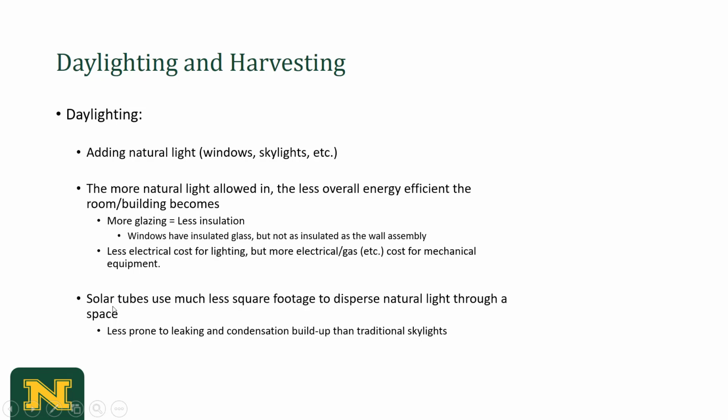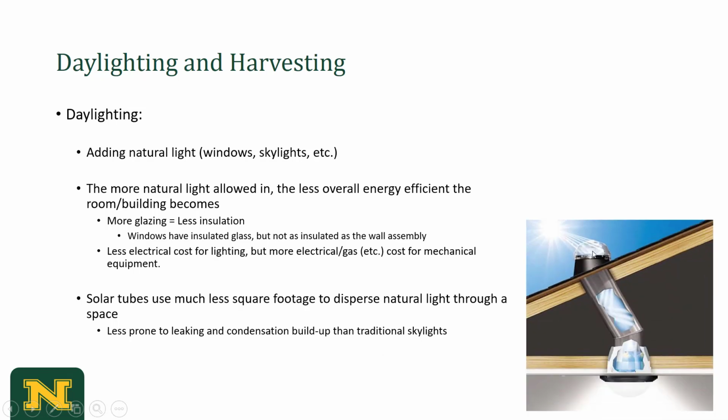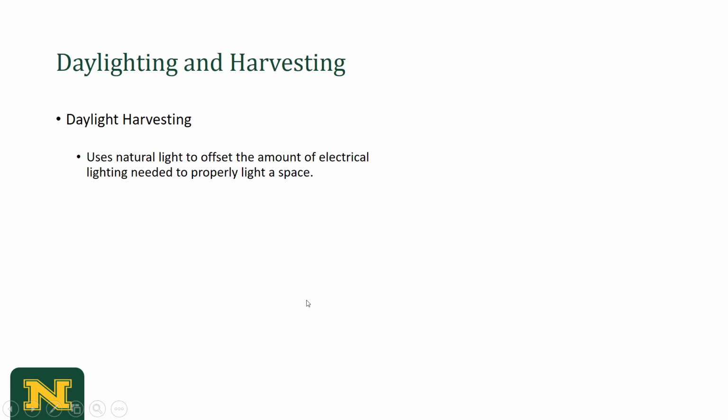One of the cool new pieces of technology that I'm a big fan of are called solar tubes, because we've always run into problems historically with skylights, especially up in these northern climates where they tend to leak a lot. The solar tubes use much less square footage than skylights. They disperse natural light throughout the space, and they're a lot less prone to leaking. They're a lot less prone to having condensation build up around them than traditional skylights. And the other cool part is you can actually take them from your roof and run them through walls or chase walls in your houses or buildings and run them into basements. So as long as they need to go, you can get natural light into any floor of your house.